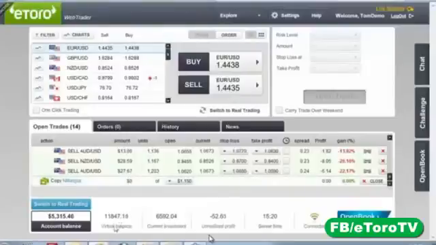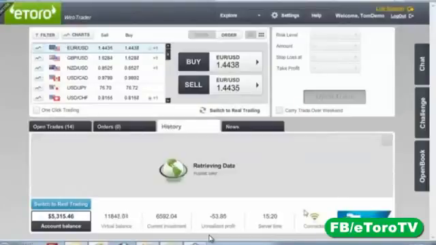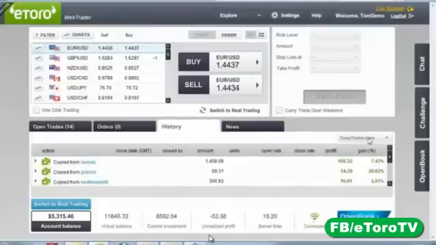Okay, I opened this account. It shows the virtual balance is $11,847. I opened this account 7 weeks ago when we launched the copy trader. It was about 7 weeks ago. And I opened a demo account very much like everybody else with $10,000. I made 18.5% in 7 weeks, and I did not open a single position myself. Want a proof? Let's go to the history, and let's look at that.